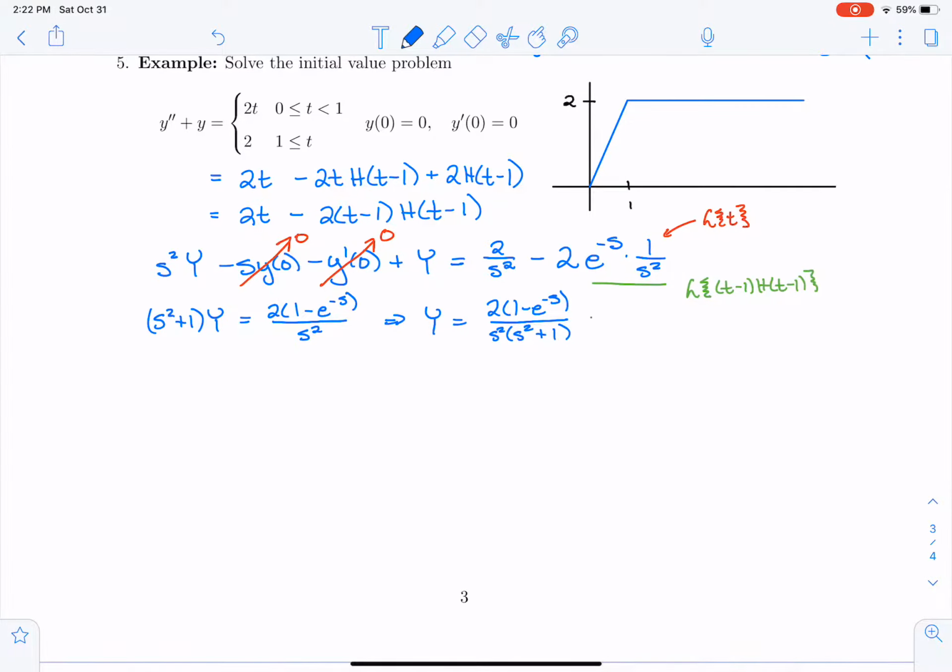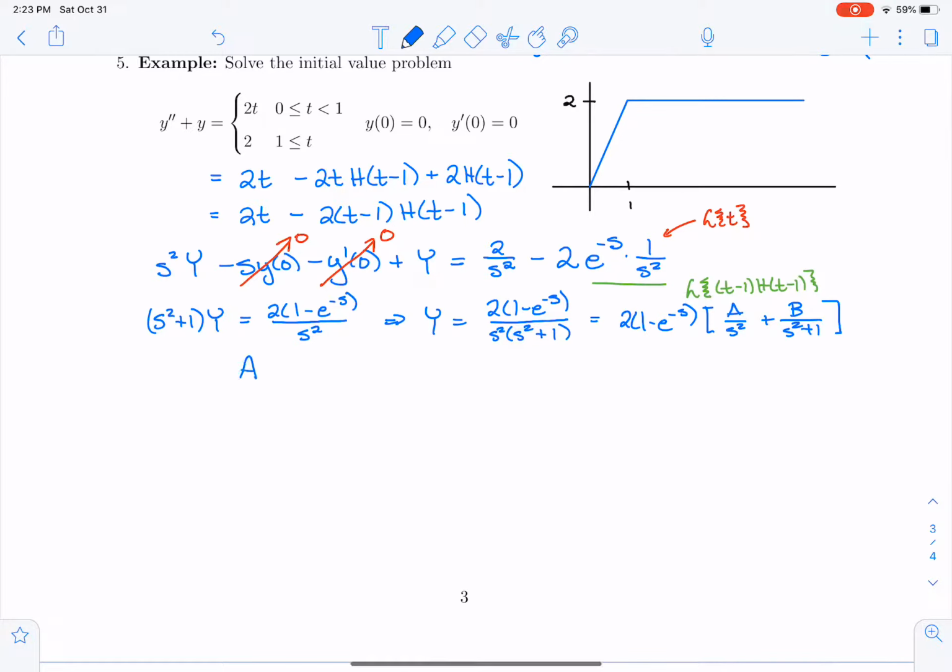And so I'm going to rewrite this as 2 times 1 minus e to the minus s times a over s squared plus b over s squared plus 1. Now, you might be saying, why am I not saying that this is a plus bs and then maybe cs plus d? But because there are no terms that have a single s in it, I know that I can write this as a over s squared plus b over s squared plus 1 when I do the partial fractions.